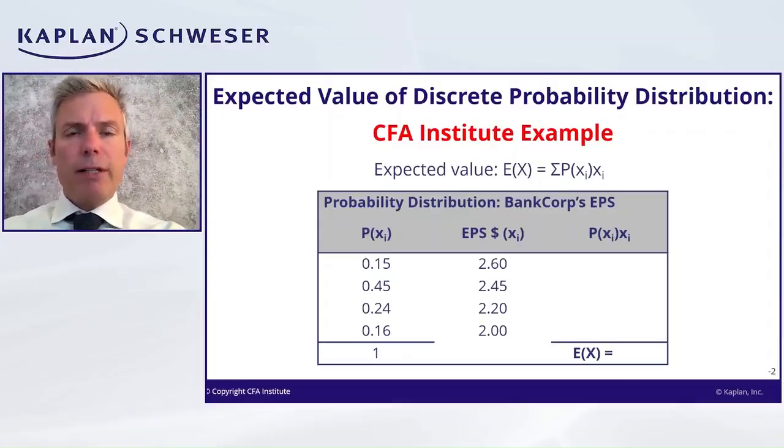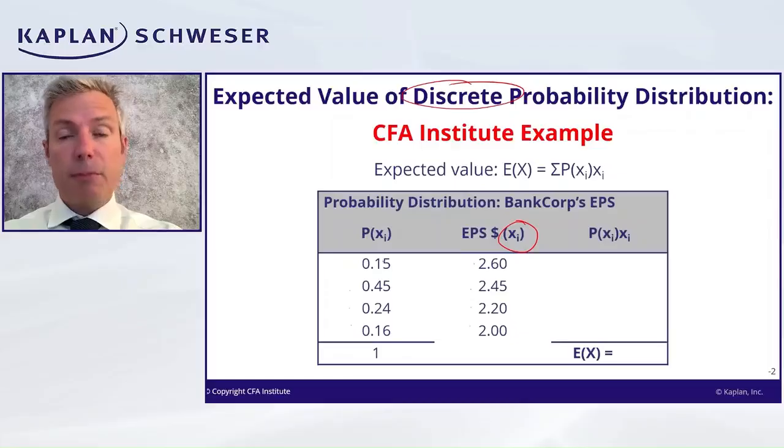So with a discrete distribution, what we know is that there's usually a small finite amount of states or outcomes or values that we could see. In this particular case, our observation is EPS. In this table here, you can see Bancourt's EPS varies according to these four states that we could be in. So that makes it a discrete distribution, because there's a small amount of finite states that we could be in, each with what's called a mass, a non-zero probability of occurring. So 15% chance of 2.6 and so on.